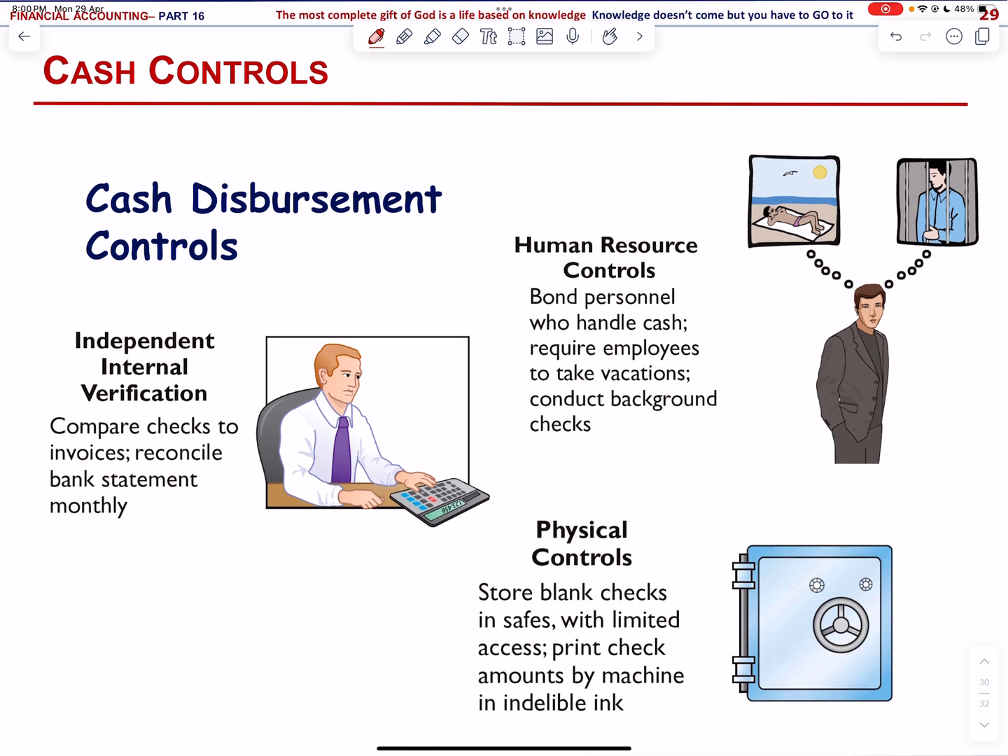Then cash disbursement controls are crucial for financial security, and here is how they work. Independent verification, regular internal audits ensure accuracy, reducing errors and fraud. Human resource measures, background checks and training minimize misconduct risk, ensuring trustworthy staff handle disbursements. Physical safeguards, that is, locked storage deters theft, protecting cash and documents. So these controls strengthen cash disbursement processes, promoting accountability and reducing financial risk.